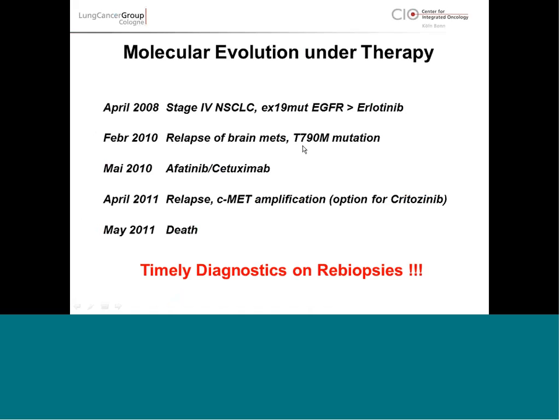We again got a biopsy, and she developed a T790M resistance mutation that makes erlotinib ineffective to inhibit the EGFR receptor. By this time, a second generation of EGFR inhibitors became available, afatinib, and the combination with an EGFR antibody proved to be very effective, and the patient had another response for more than a year. Then she relapsed again and had a MET amplification. So she had another genomic alteration, and at that time we did not have any further therapeutic options.